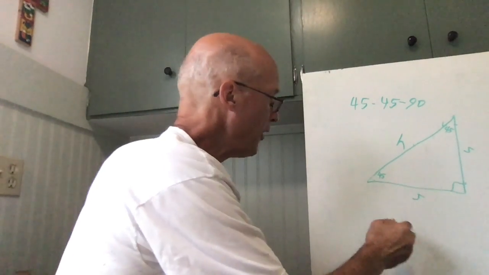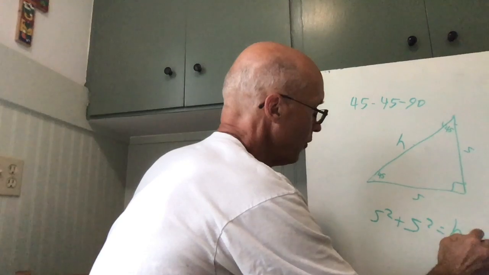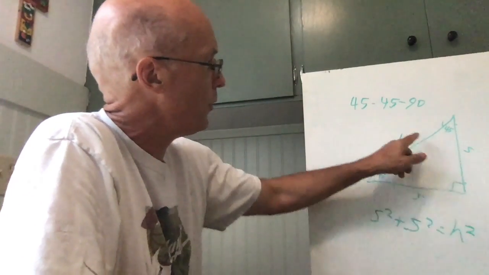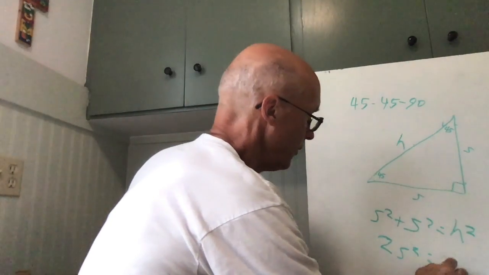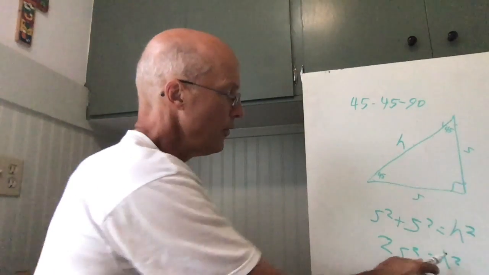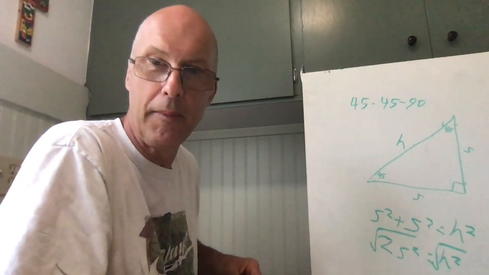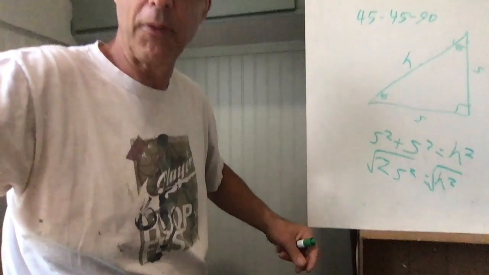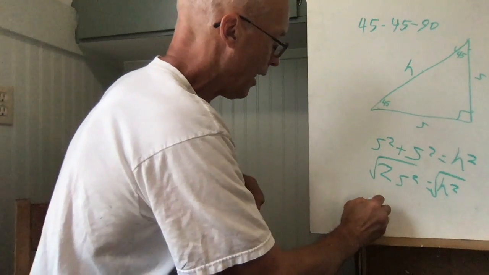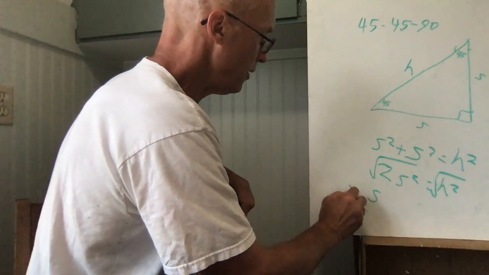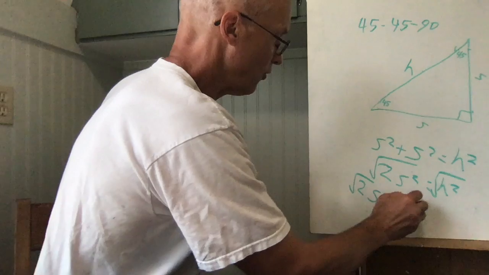Now, according to the Pythagorean theorem, s squared plus s squared equals h squared, right? a squared plus b squared equals c squared. So you get 2s squared equals h squared. If you want to find out what the hypotenuse is, you got to take the square root of that side and the square root of this side. The square root of 2s squared, well, the square root of s squared is just going to be s. The square root of 2 is just the square root of 2. We'll just leave it like that. And the square root of h squared is h.